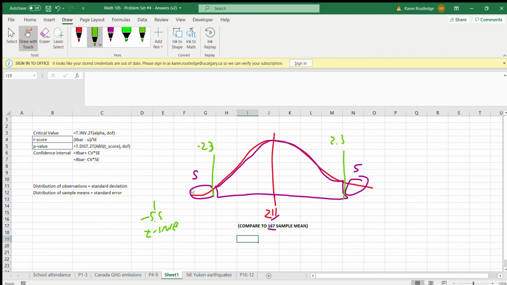So that is one way, and a perfectly always applicable way, of determining whether to reject or to fail to reject the null hypothesis. Is the t-score, or the z-score in the case of a normal distribution, more extreme than the critical value?